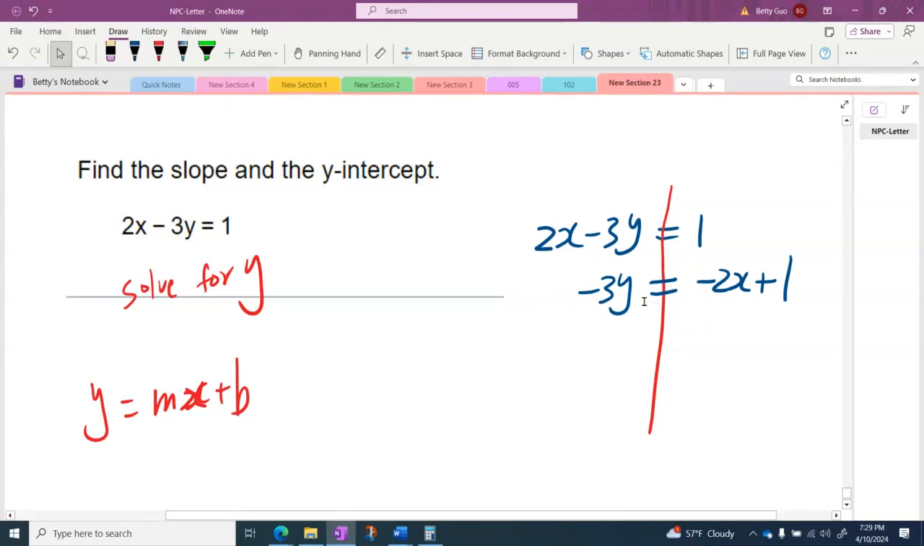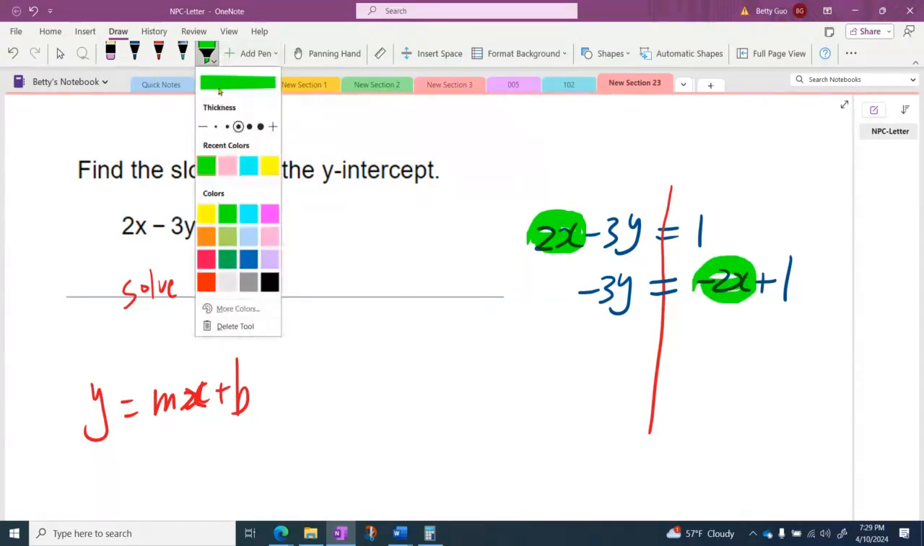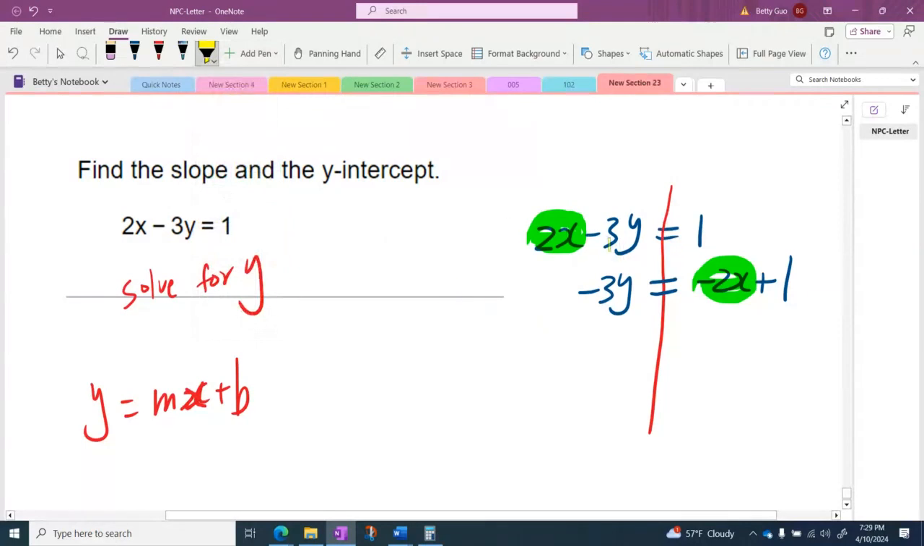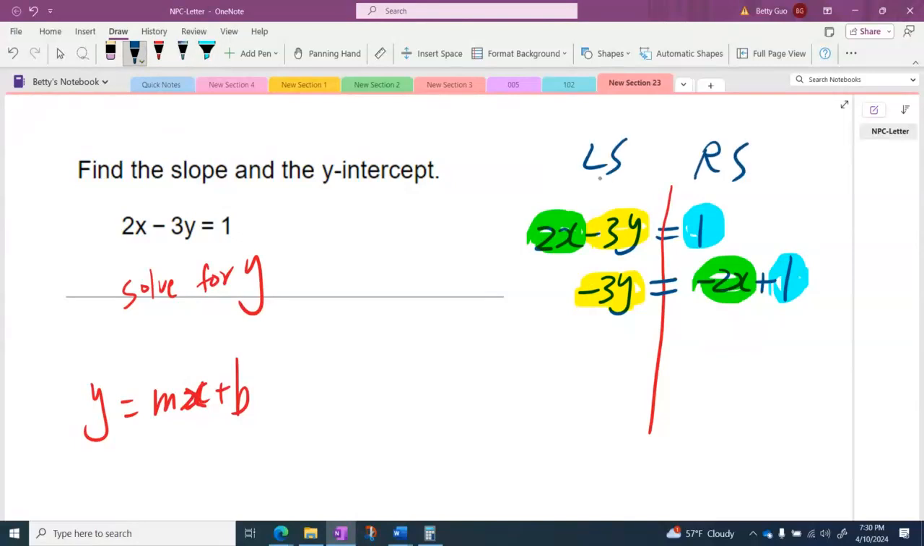Okay, let me repeat what happened here. So we only have 3 terms, right? Green, yellow, blue. In the middle, I use the red line to separate the left side and the right side. This is the left side. This is the right side.